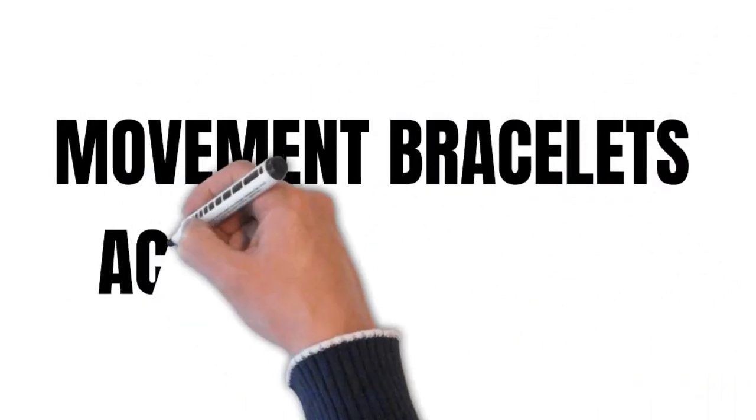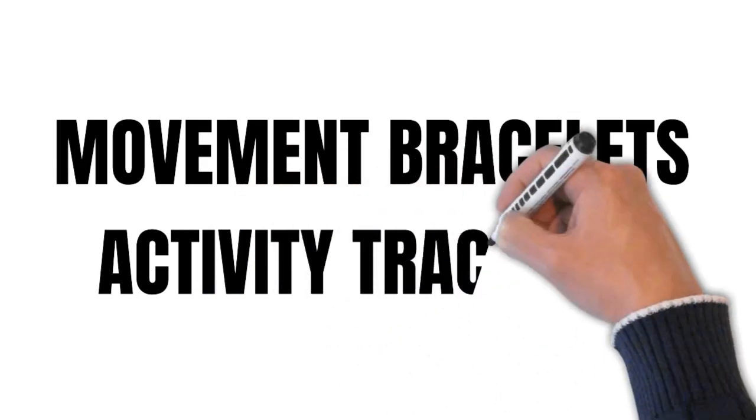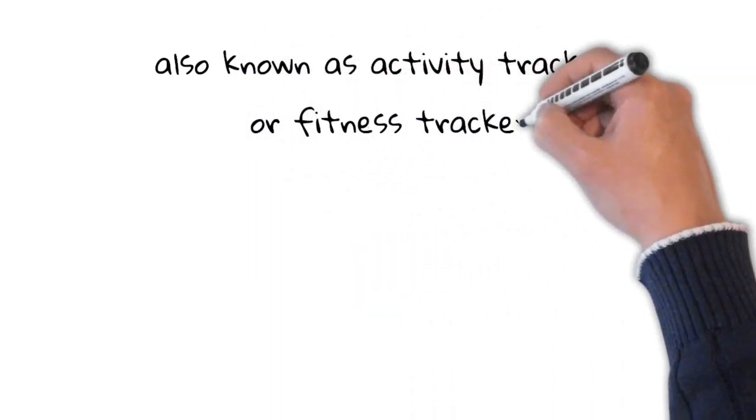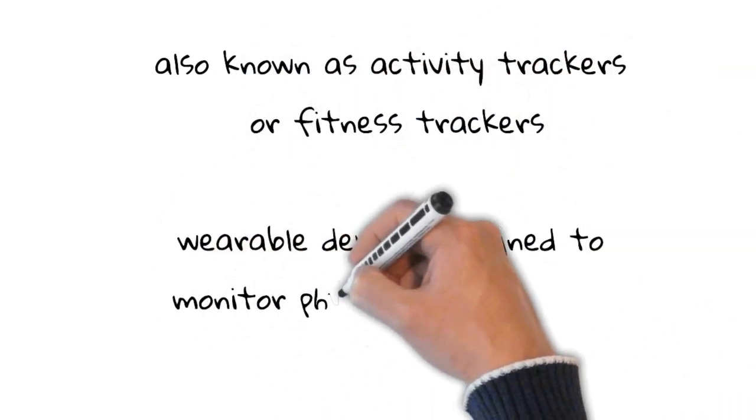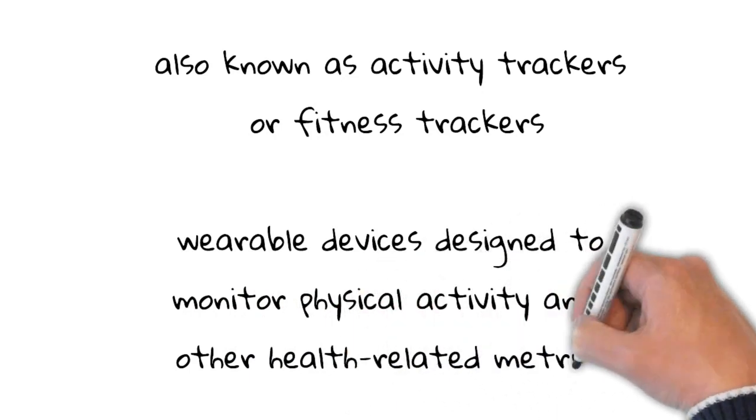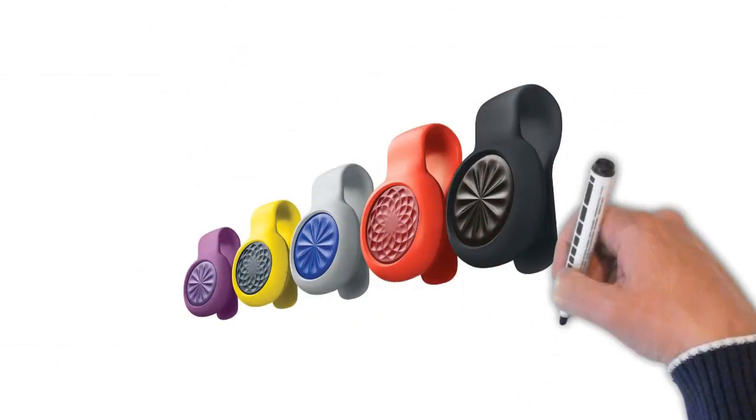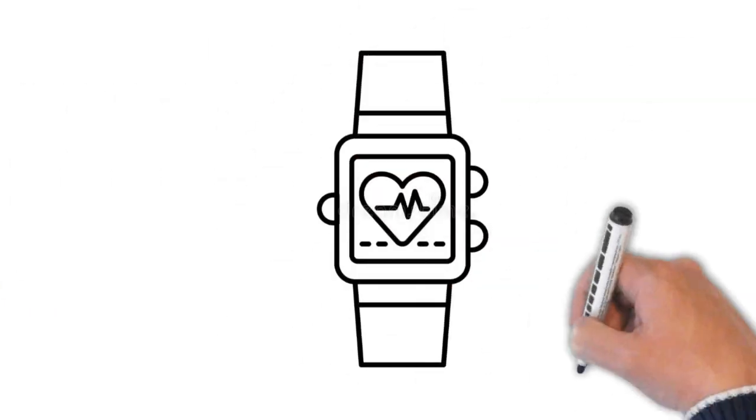Another movement sensor is movement bracelets, also known as activity trackers or fitness trackers, which are wearable devices designed to monitor physical activity and other health-related metrics. These devices typically come in the form of a wristband or bracelet and are equipped with a variety of sensors to track movement, heart rate, and other physiological data.